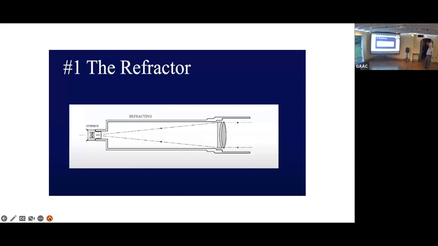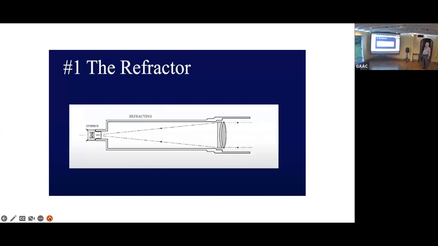Good. Okay. So here's the first kind of telescope. This is the classic one. It uses lenses. The light comes in from the right. In this case, it has two lenses, and I'll explain why in a moment. And the eyepiece goes at the end.